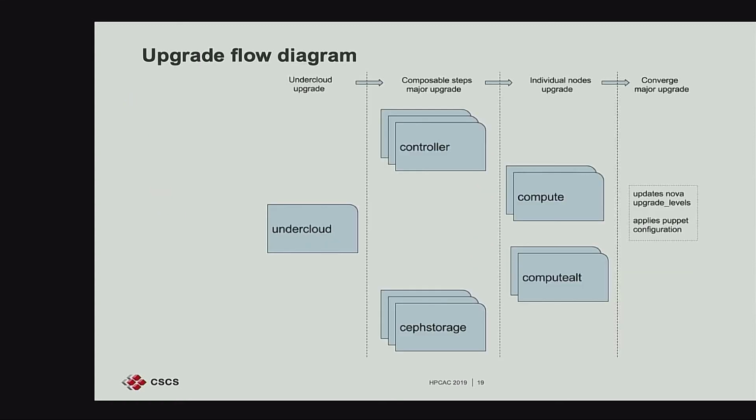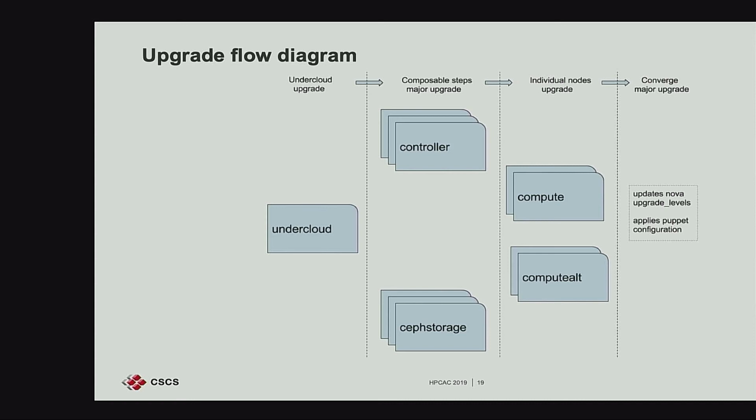So here is the flow of the upgrade. As I mentioned, you need to first upgrade your undercloud node, which is the installer, and then you move to the controller nodes and the Ceph nodes, which are upgraded online because they are built in a highly available system. And then you do the upgrade of the compute nodes.